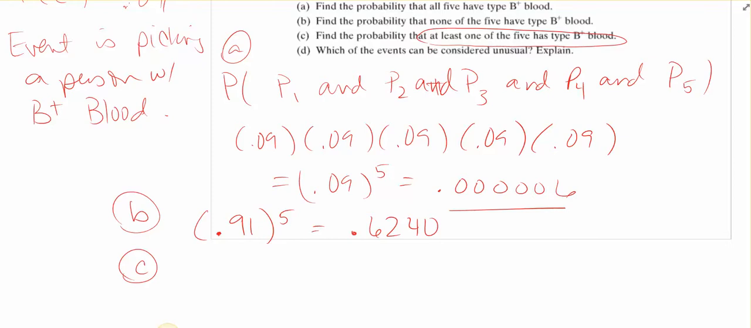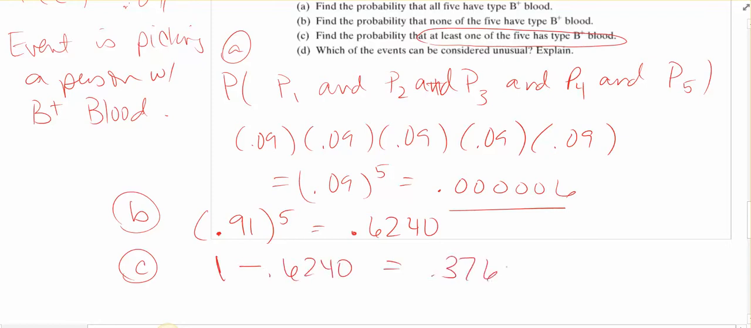This is actually the complement to the answer we got in part B. The probability that none of them have it versus at least one of them have it. So in order to calculate the probability for part C, we just need to do 1 minus the 0.6240, and we get 0.3960.